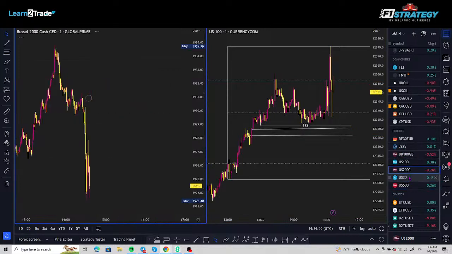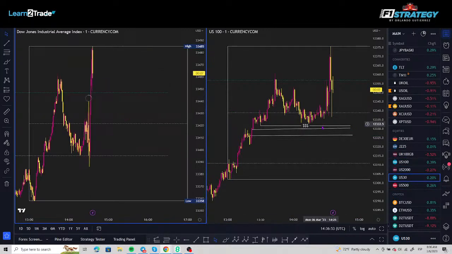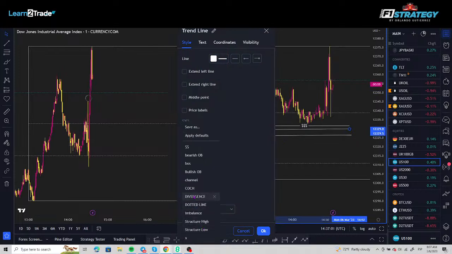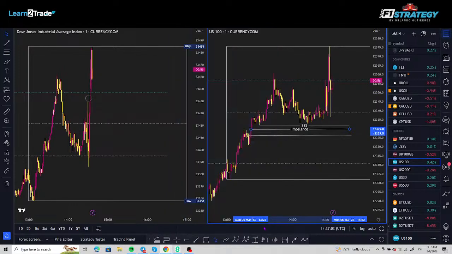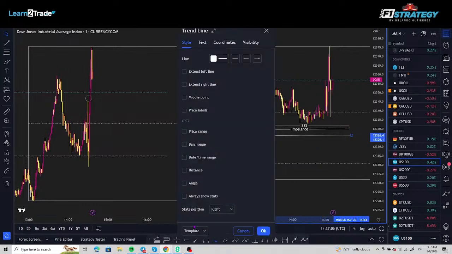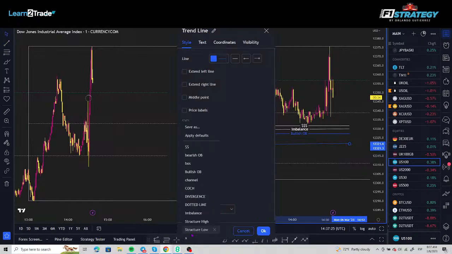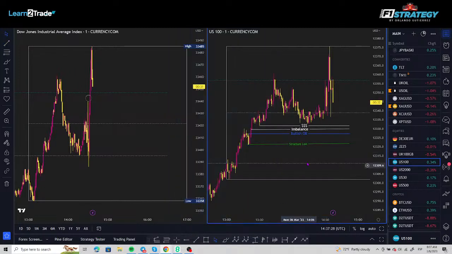I'm going to look at the Dow here. The Dow, still looking for those pullbacks. Nasdaq long. Beautiful. So here is that imbalance and my bullish order block right here. Unmitigated, may I say, bullish OB. So that's a good thing. And my structure low here. Boom. Here's my structure low. So, very good setup.